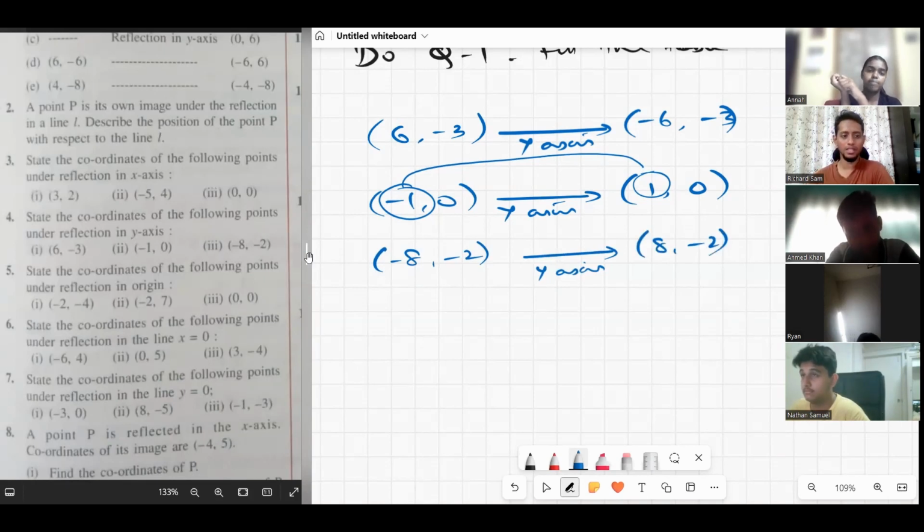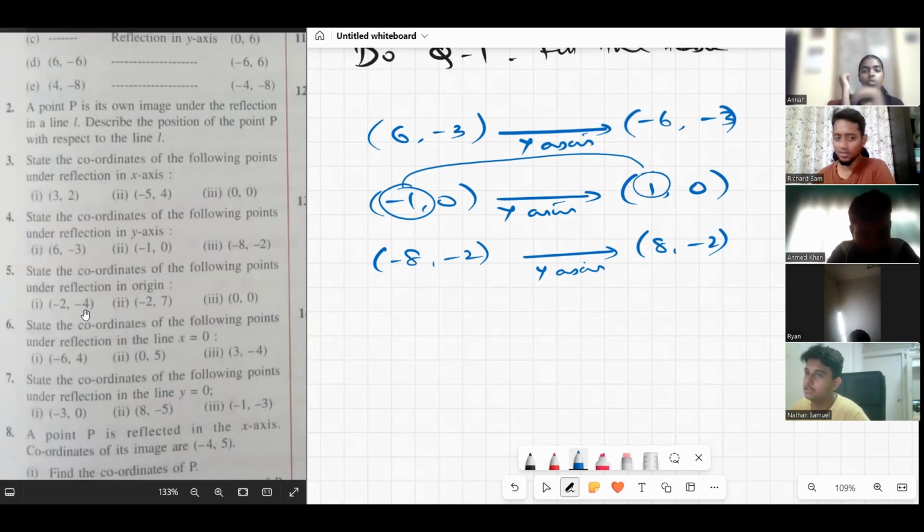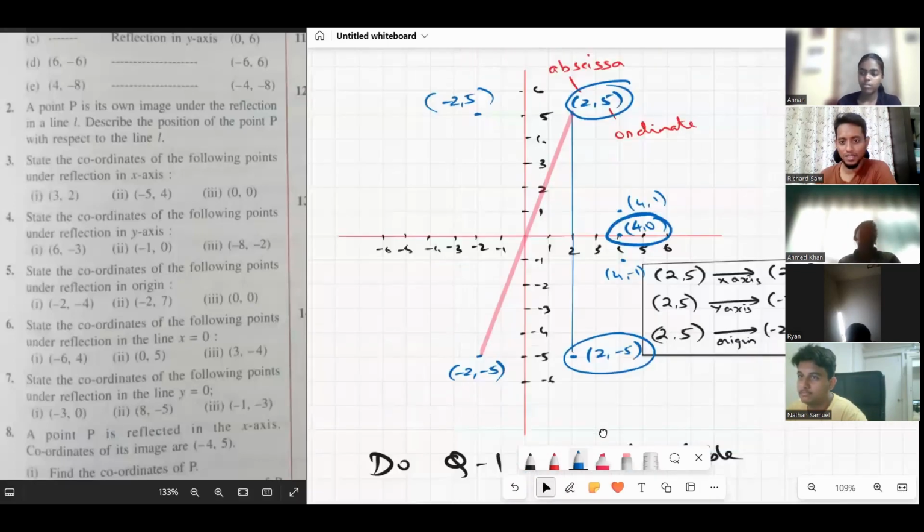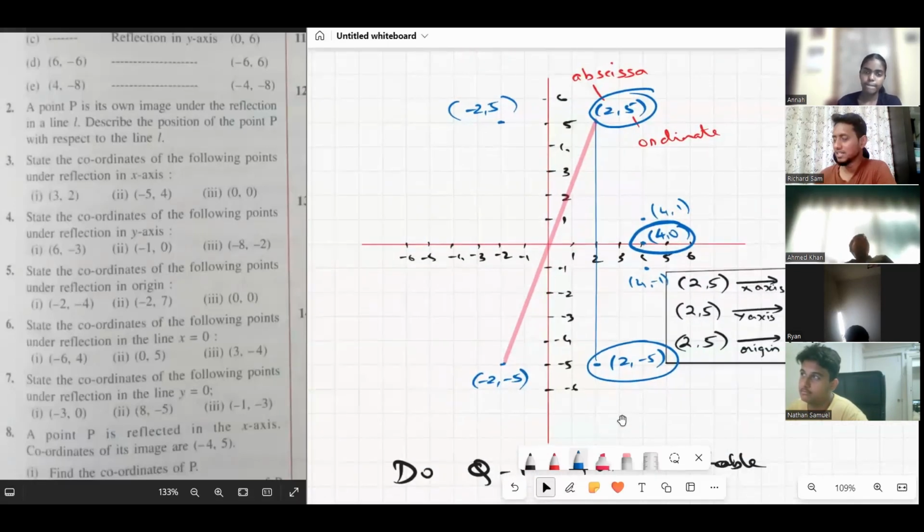Clear, everybody? Fifth one, reflecting the point on the origin. So on the origin, what happens? Both the signs will change. So minus 2 comma minus 4 will become 2 comma 4. Next, minus 2 comma 7. 2 comma minus 7. 0 comma 0. There is no minus 0. Right? Okay. Is this clear? Any doubt in this?